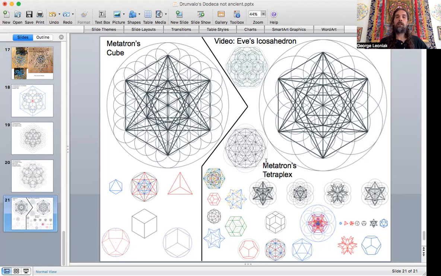I've got a star mother video, Metatron's tetraplex video, check that out. And the video of Eve's icosahedron. He's going to talk about that line pattern. And I have one that was done on Christmas Eve, this past Christmas Eve, that just shows you how to do the line pattern in just a couple minutes. So you can draw that out yourself. It's all right there for you.